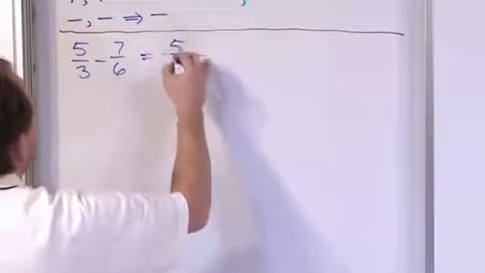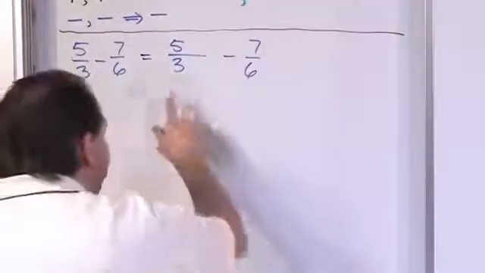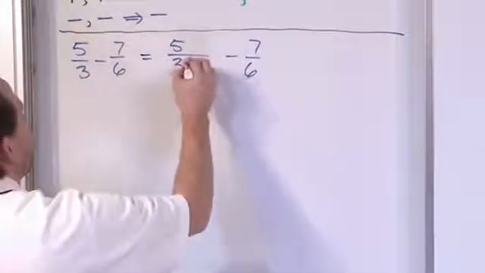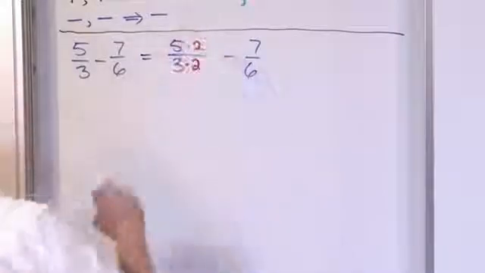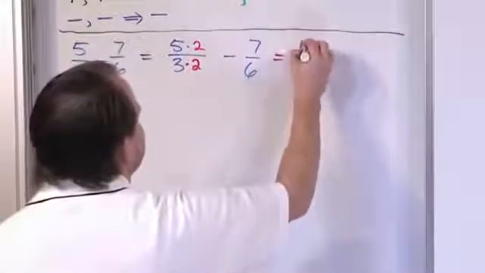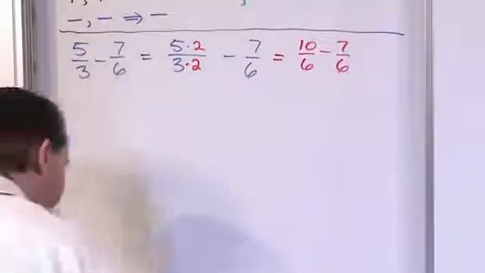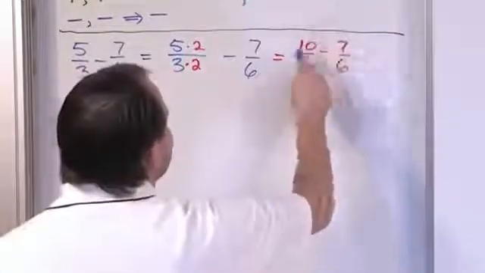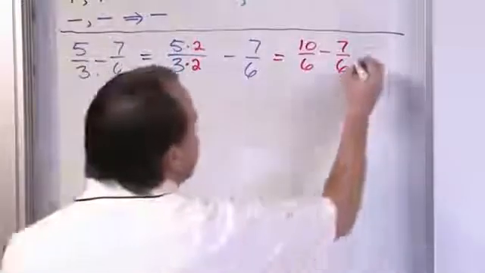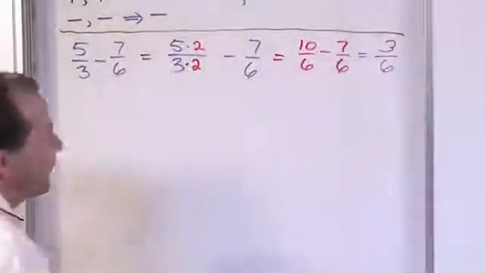So we'll have 5/3 minus 7/6. Okay, so I see a 3 on the bottom and a 6 on the bottom. The easiest way to make these common is to multiply that by 2 and multiply the top by 2, because then that'll give me 6 on the bottom. So what I'll have is 10 over 6 minus 7 over 6. And then, since these are the same denominator, the denominator will stay the same, and 10 minus 7 is going to give me 3/6.